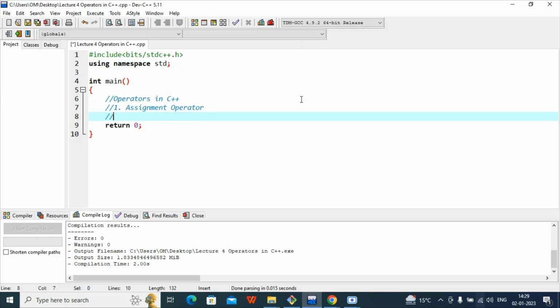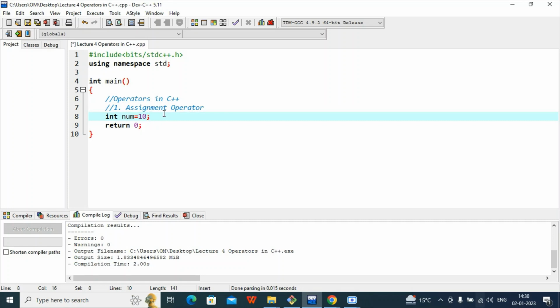Let us see. From day one, I am writing something like this: int num equals to 10, where I am taking data type, I am taking variable name, readable variable name basically, and I am taking some value. So, can you identify what is the assignment operator in this expression? Let me tell you. This equal to sign is your assignment operator in this expression.